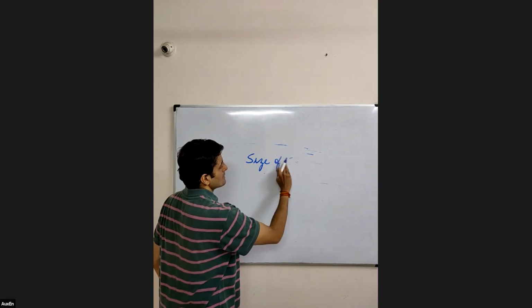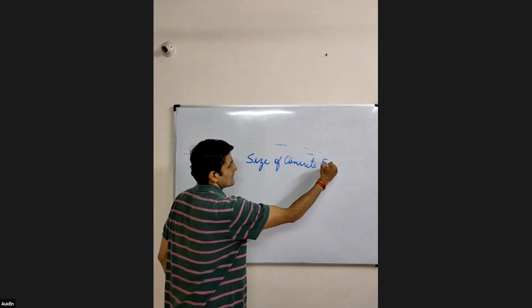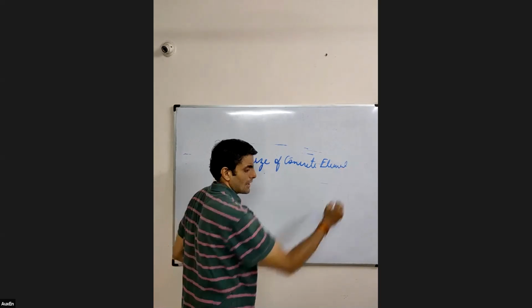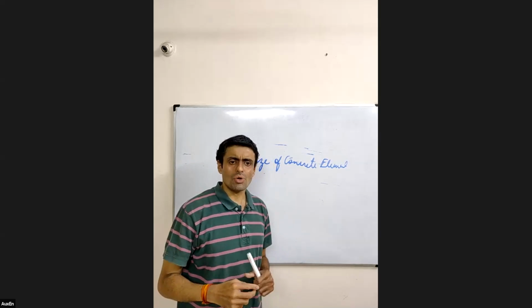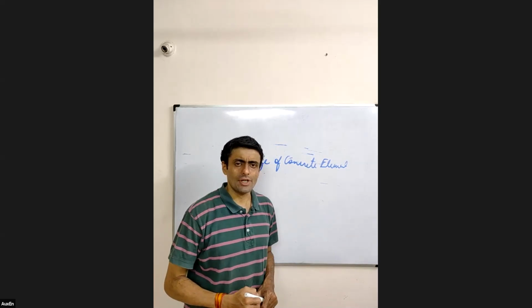We need to have sizes of concrete element. This is our first objective. Okay, I want the size of concrete element. I want the size of slab. I want the size of drop. I want the size of column capital. I want every size to be finalized.